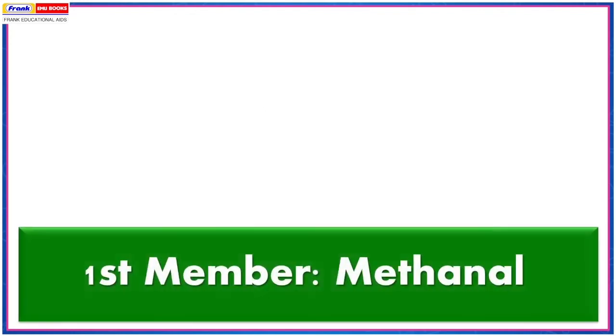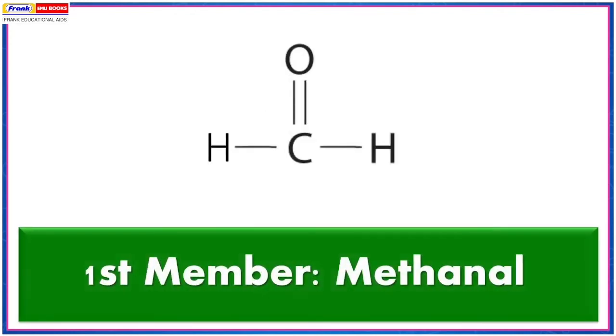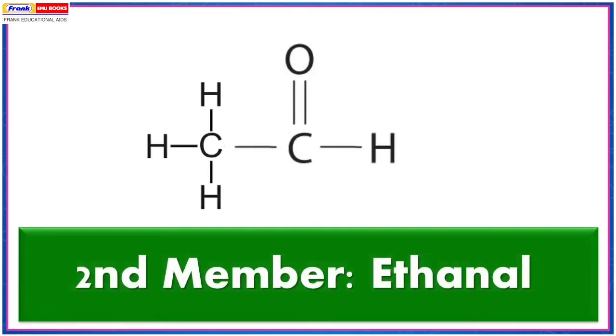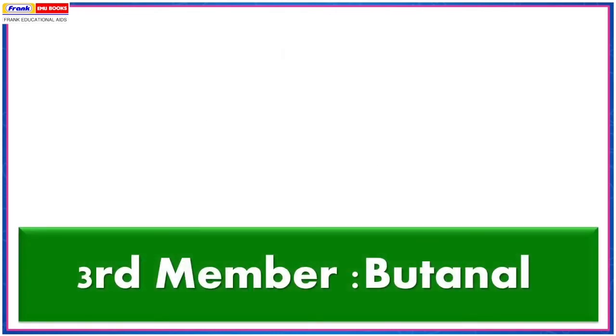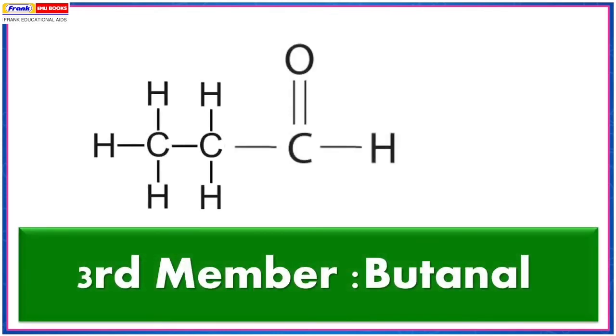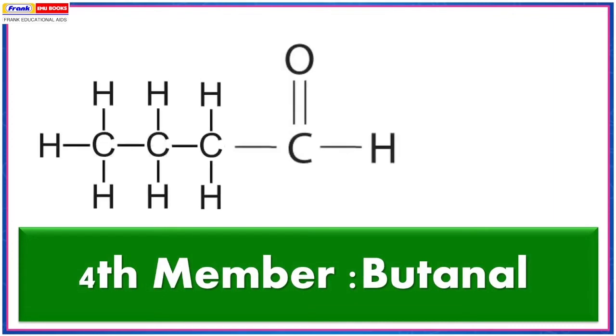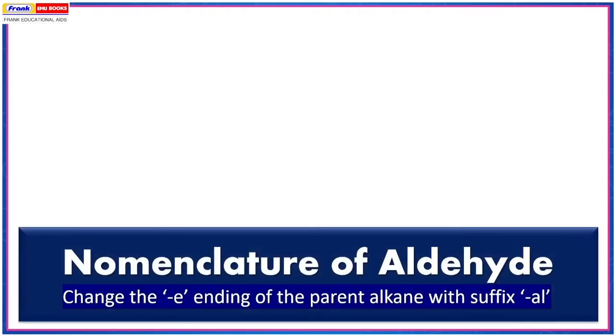First member methanal, H, C double bond O, single bond H. Second member ethanal, CH3, C double bond O, single bond H. Third member propanal, CH3, CH2, C double bond O, single bond H. Fourth member butanal, CH3, CH2, CH2, C double bond O, single bond H. Nomenclature of aldehyde: change the E ending of the parent alkane with the suffix al.